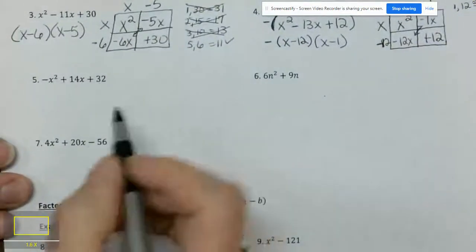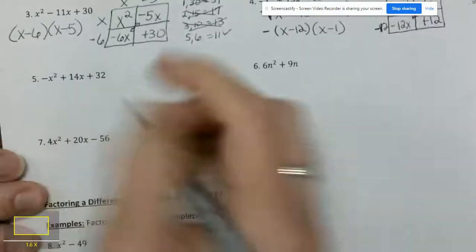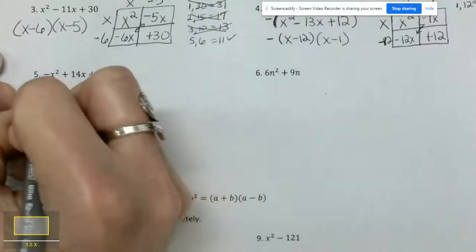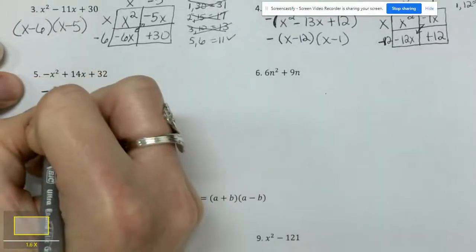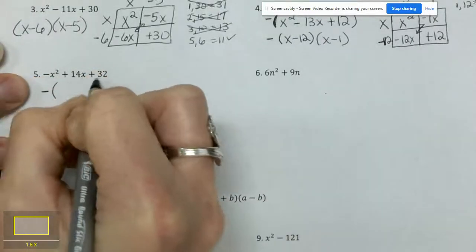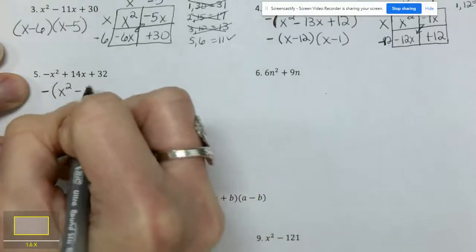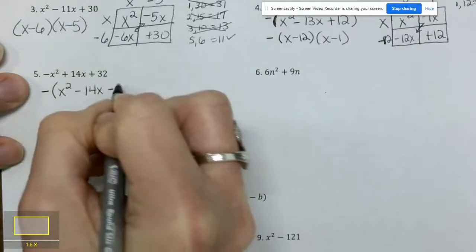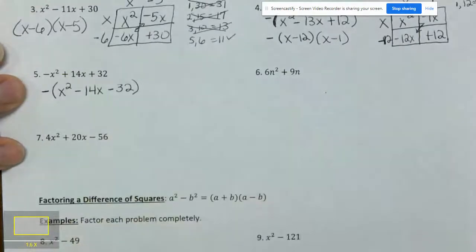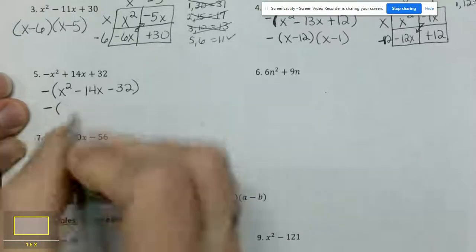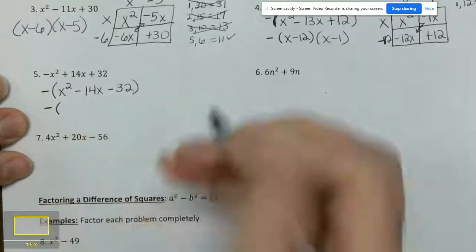All right, let's look at 5. Again, it's got that negative in front of it. So we're going to take that negative right here. We're going to pull it out, and that changes the sign of all these. So that's going to be positive x squared, negative 14x, and negative 32. Okay, now we can do our box method, but remember, you're going to pull that negative down and keep it when you write your next line.